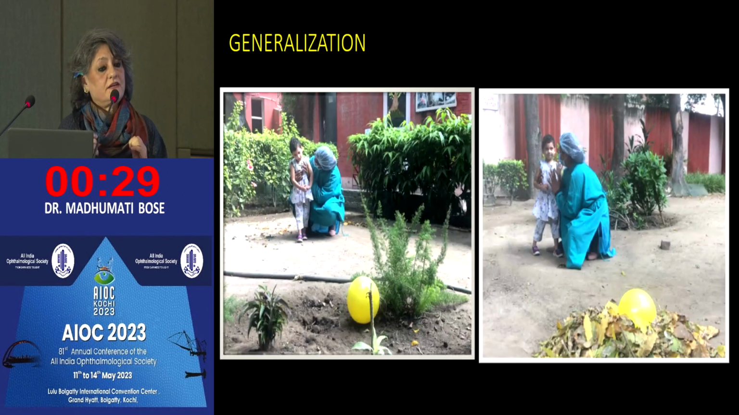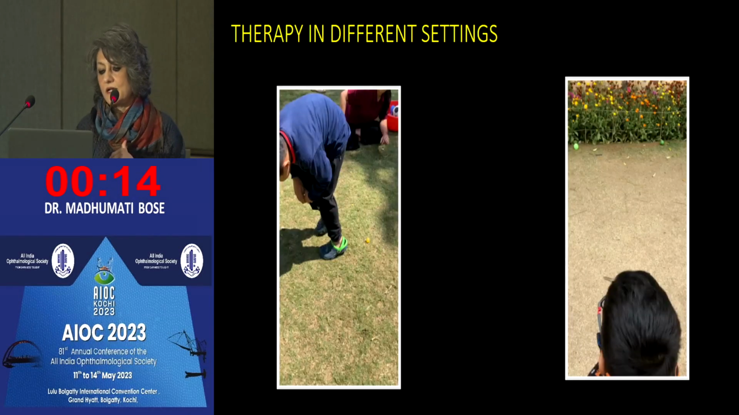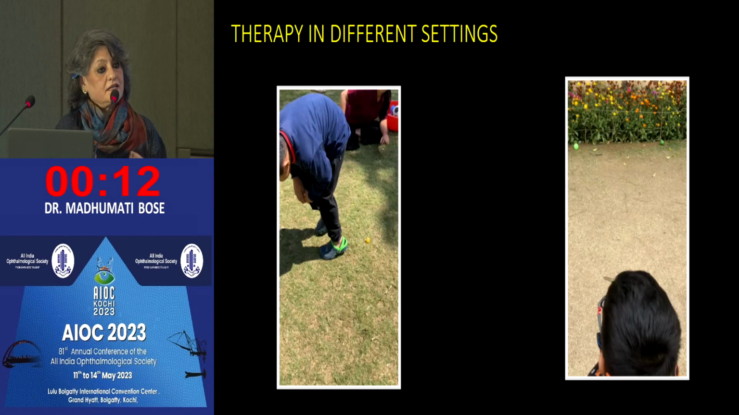Generalization. Just because they can recognize a ball in one place does not mean that they can recognize a ball in another situation. And to make it from simple to complex, like you said, Dr. Aditya, is what works for our children. Don't show the videos, it's okay. Therapy in different settings. It's not only the room setting. We have to take them outside, because after all, they can't just be in a classroom or in their house. So give them experiences outside. That gives a holistic experience.